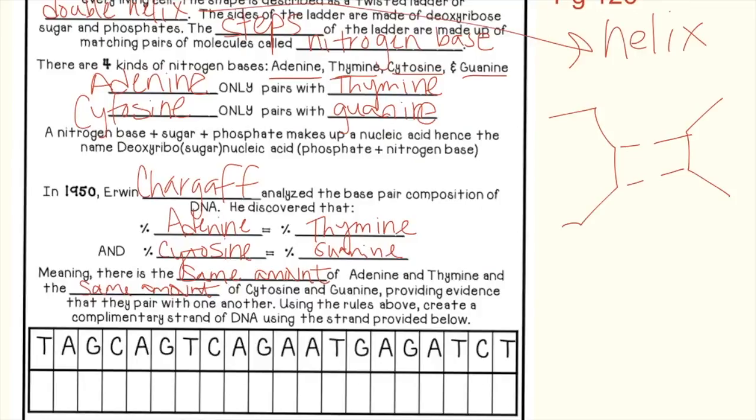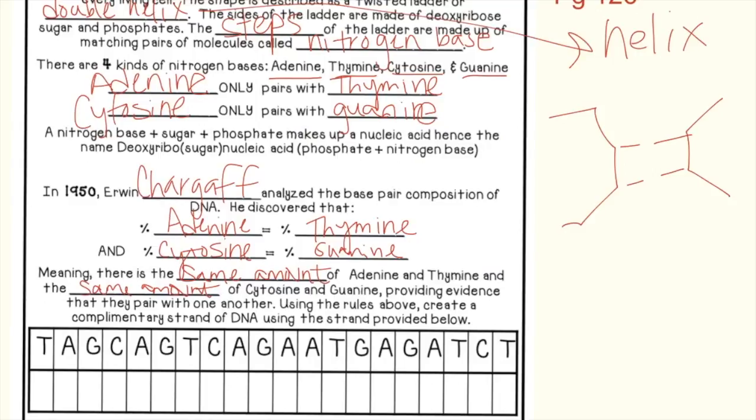So his name is Chargaff. He said A equals T, C equals G. So when we get a stretch of DNA and it has T's or G's or C's or A's, we can figure out what the percentage of that is.